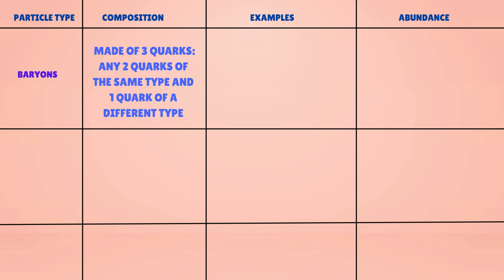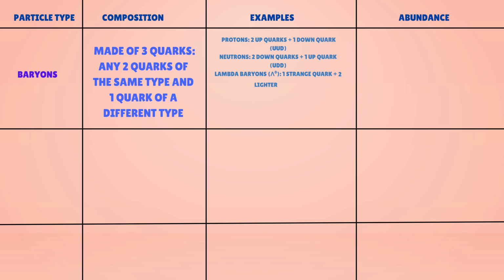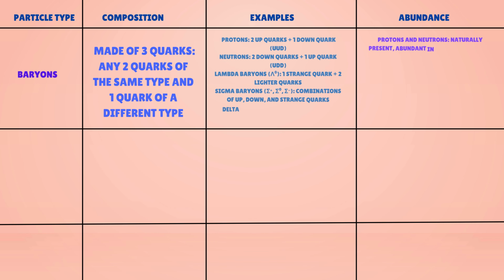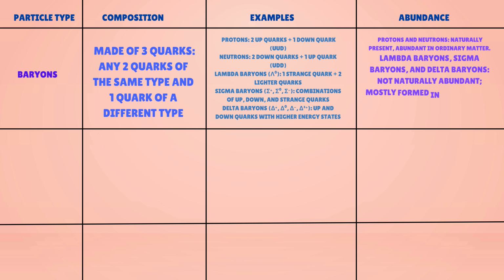Here's a table that summarizes the particles quarks can form, their composition, and their relative abundance. First, we have baryons, which are made up of 3 quarks. These quarks can be any 2 of the same type and 1 of a different type. The most common example is the proton, which consists of 2 up quarks and 1 down quark. Protons and neutrons, which are made of different combinations of up and down quarks, are naturally abundant and form the nucleus of atoms, making them essential to all matter around us.